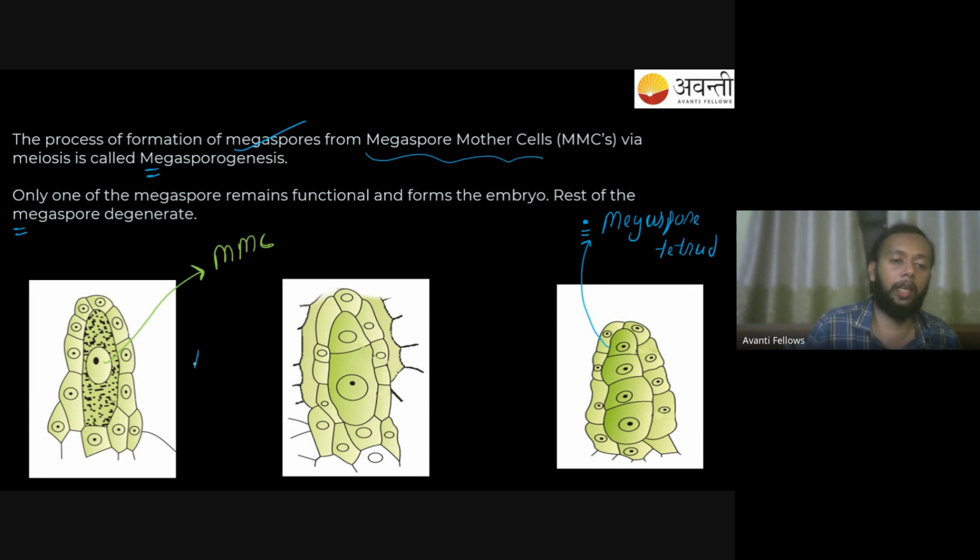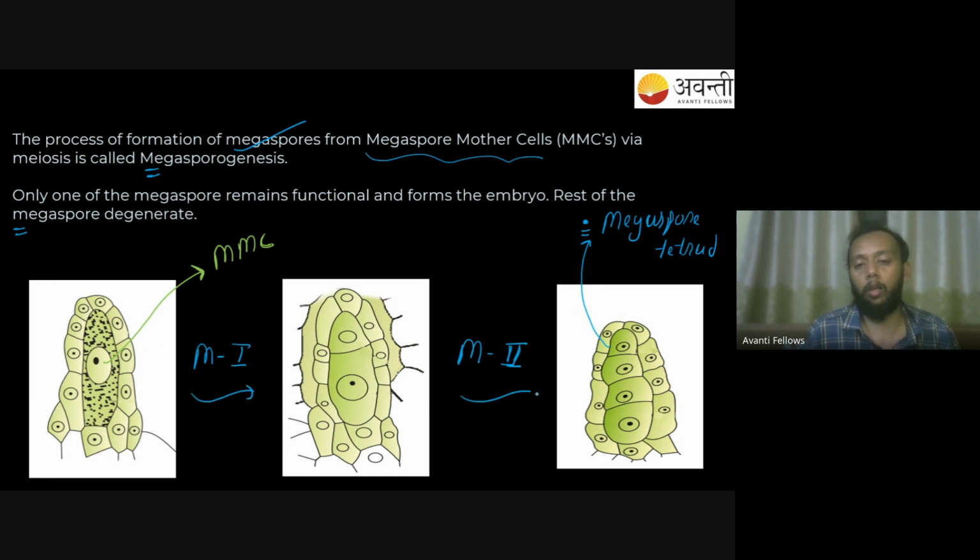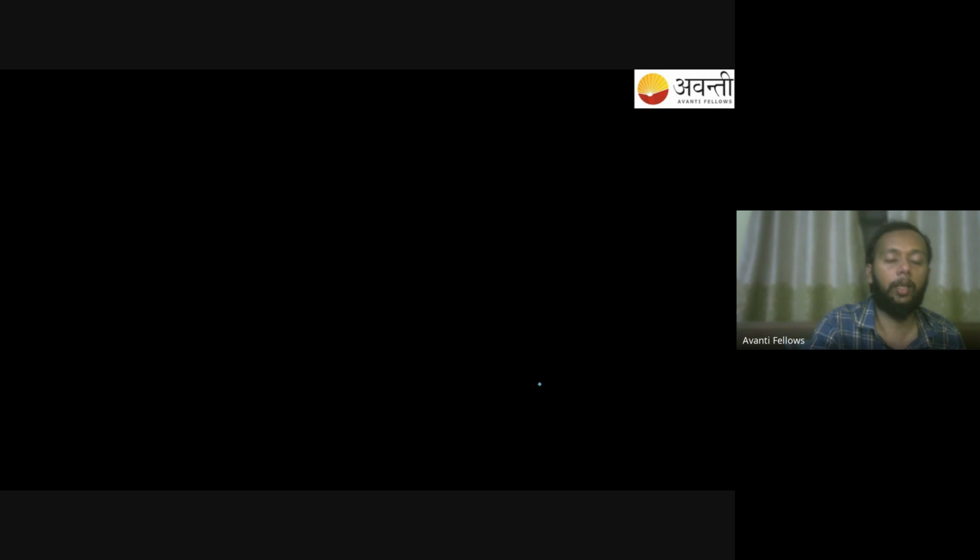So you can say this is my meiosis 1, and then you have a meiosis 2. And after that, you have this. After the end of the meiosis, you get to see this is something which has been formed. Now let's understand how a single megaspore is going to make everything inside the ovule.